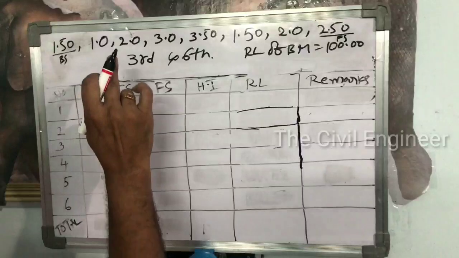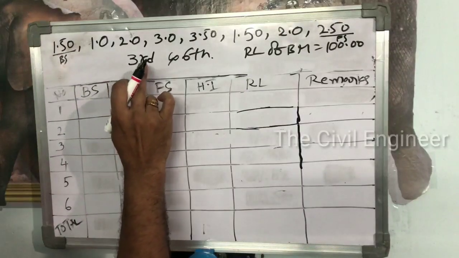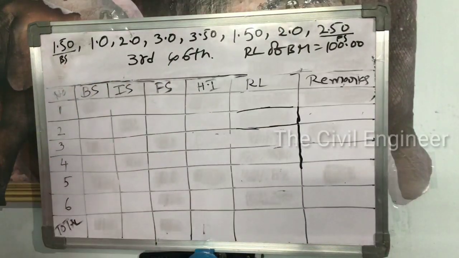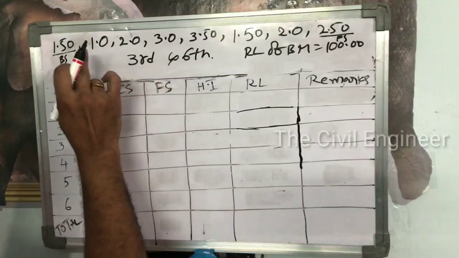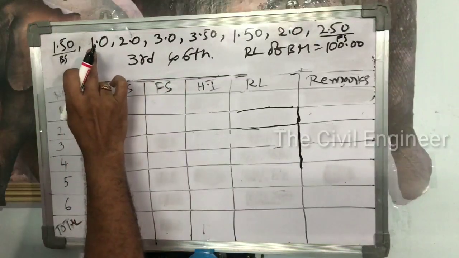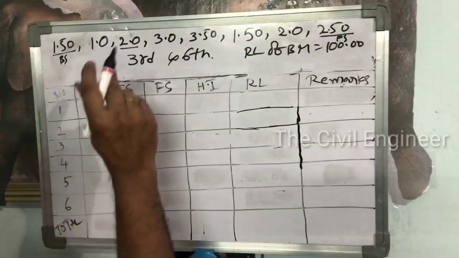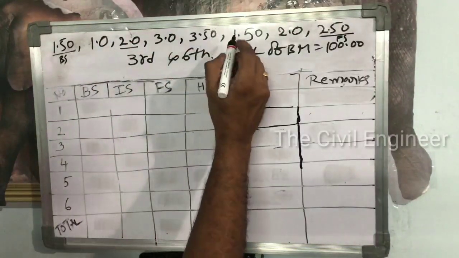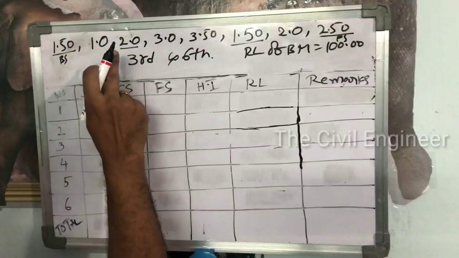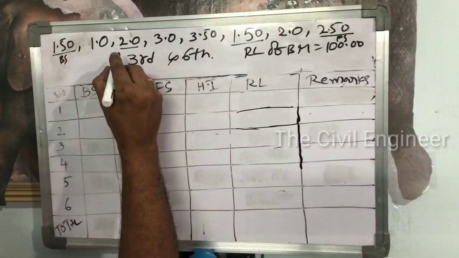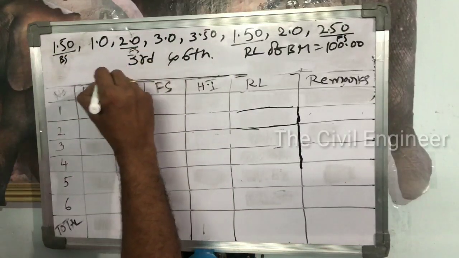The next step is, here the instrument shifted after 3rd and 6th readings. So the 3rd reading, here the 3rd reading is 1, 2, 3. This is the 3rd reading, and 4, 5, 6. This is the 6th reading. These 2 readings are taken as foresights.